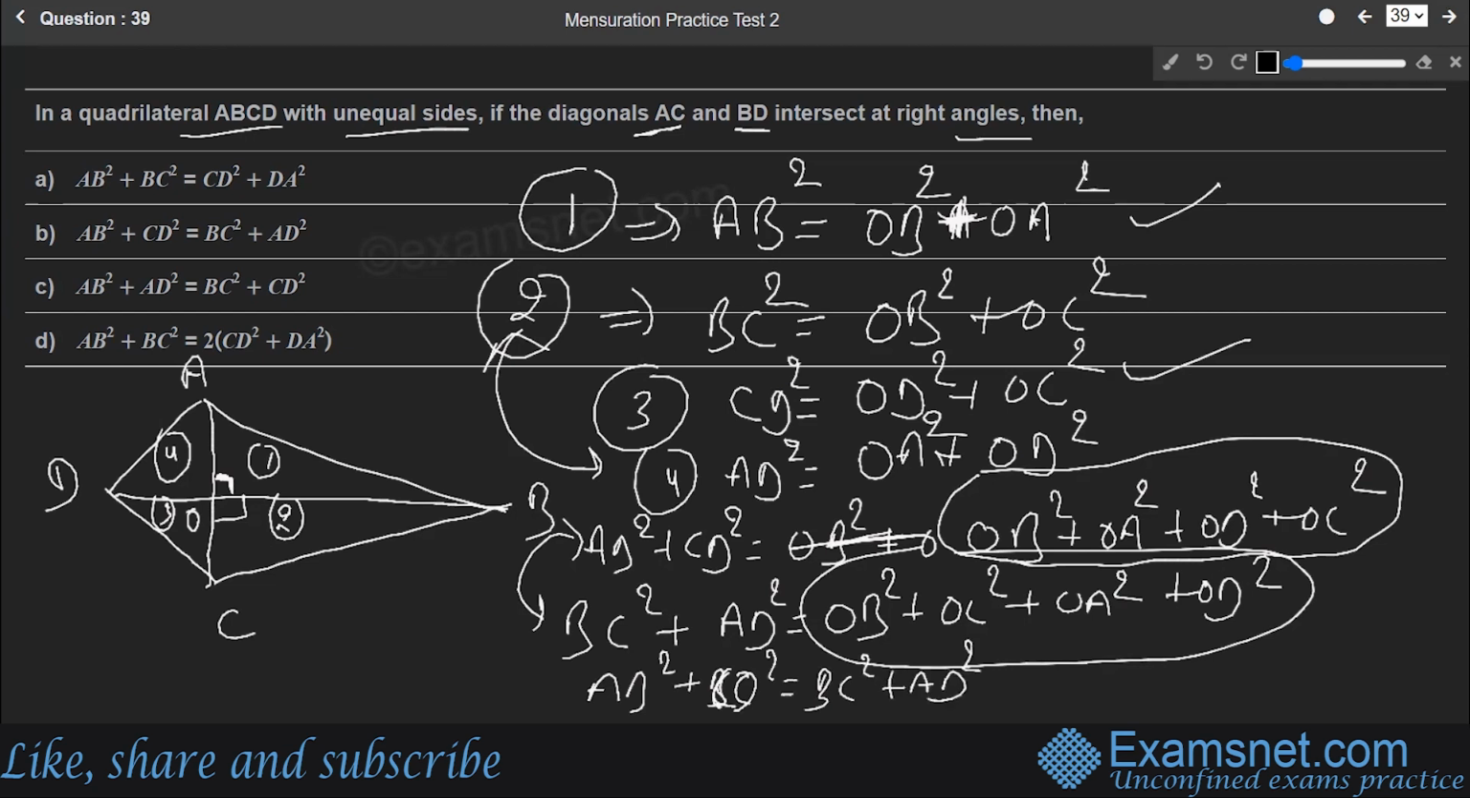So that is the right connection. Let's see where it is available. It is available in option number B. AB square plus CD square is equal to BC square plus AD square. So that is the right answer.